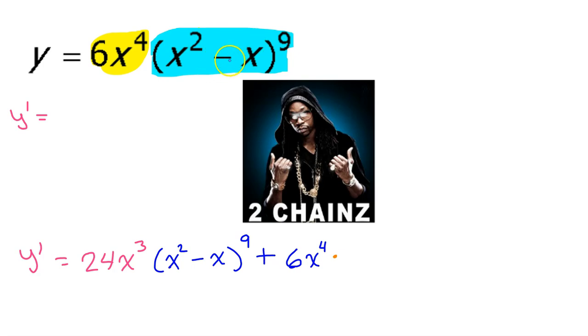This is going to require the chain rule. So we start by taking the derivative of the outer function, which means moving this 9 to the front and reducing the exponent by 1. At this level, you leave the inner part the same. So we have our x squared minus x, but then you multiply by the derivative of the inner function, which is 2x minus 1. So that is the answer.